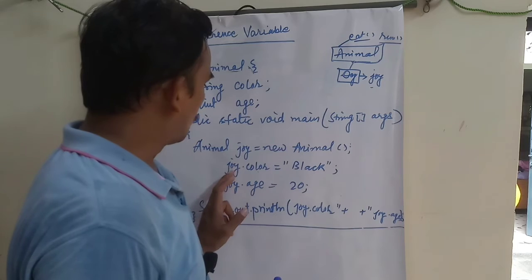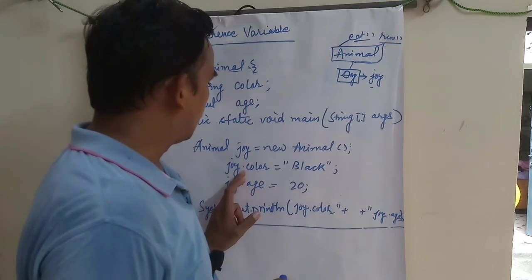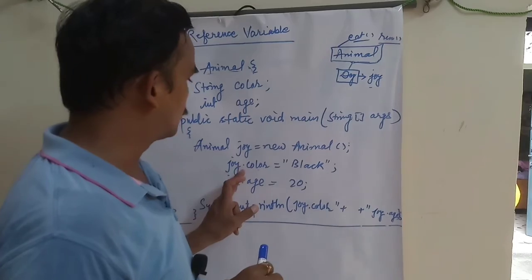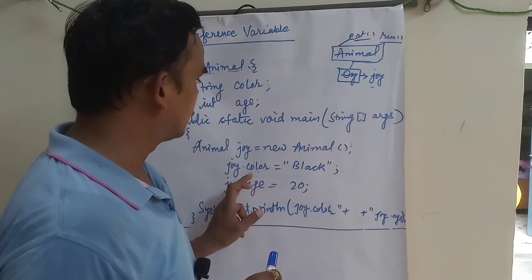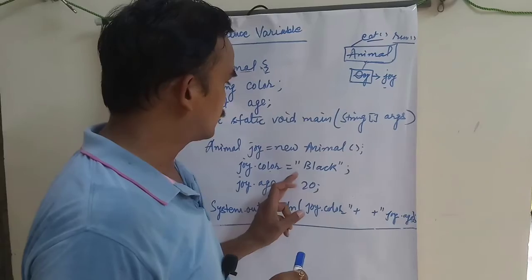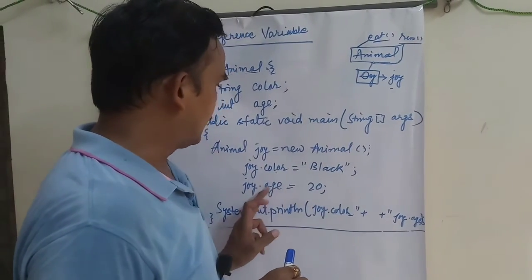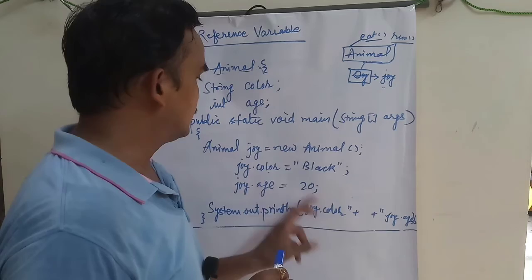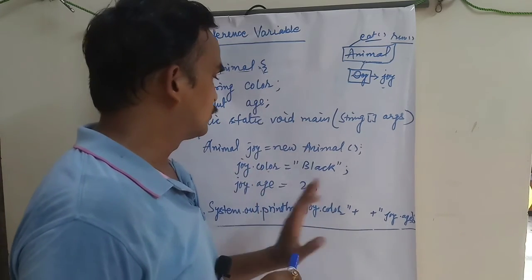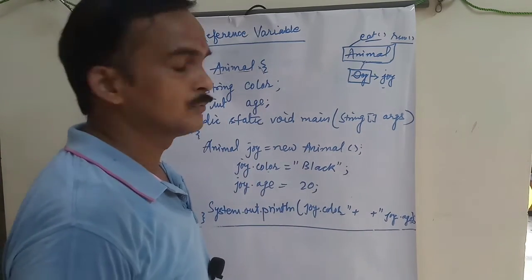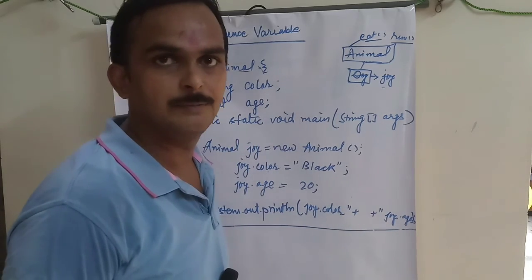So Joy dot color, and in between we are using the dot operator. The dot operator is used to access the reference variables or methods using the object. So Joy dot color equals black, and Joy dot age equals 20, and finally we are printing these values. So we can easily access the values using the reference variables.